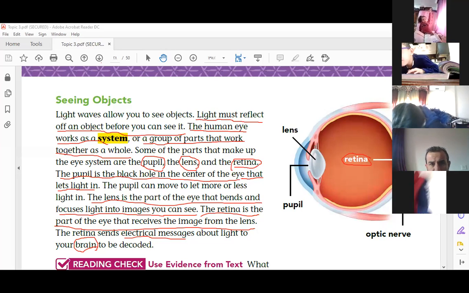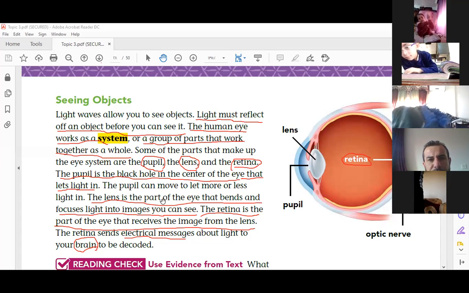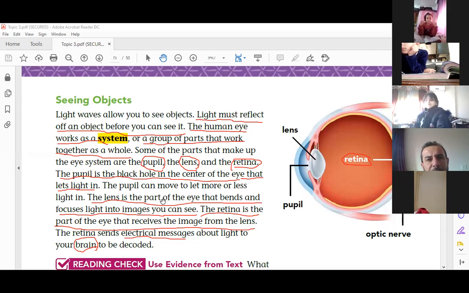Teacher, what about the optic nerve? Okay, we will talk about it later. Okay, Omar, thank you for your question. The electrical message that is sent by the retina goes through the optic nerve. It's like a cable, like the electrical cable in your house. So the electrical message sent by the retina travels to the brain through the optic nerve.